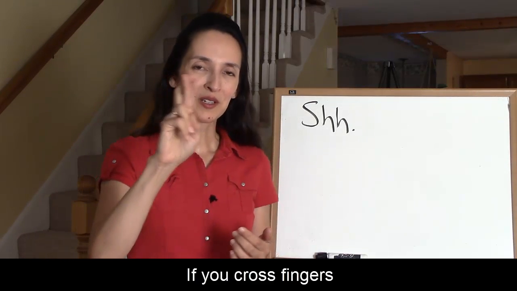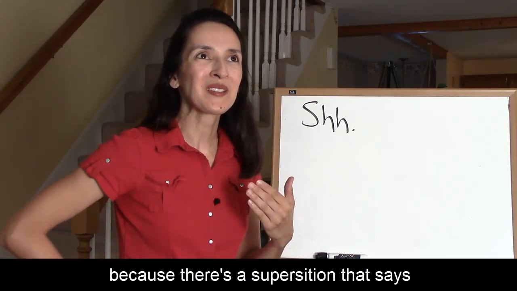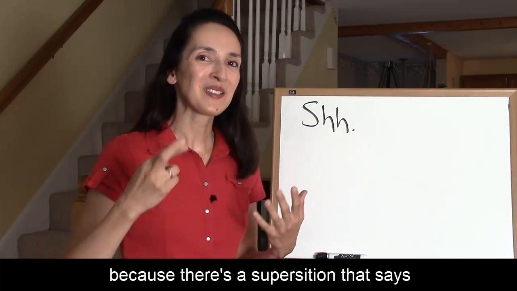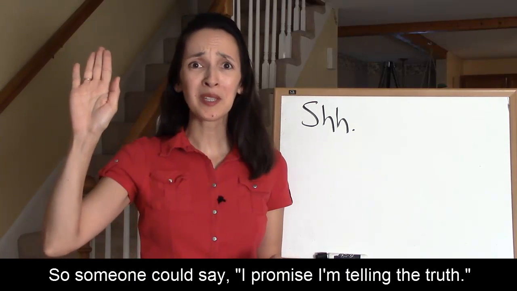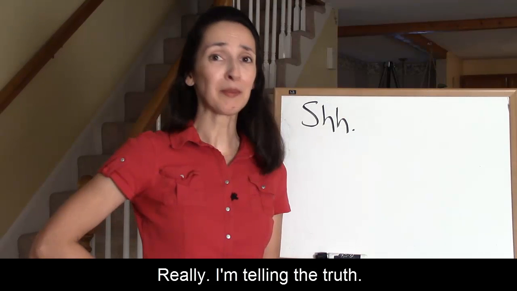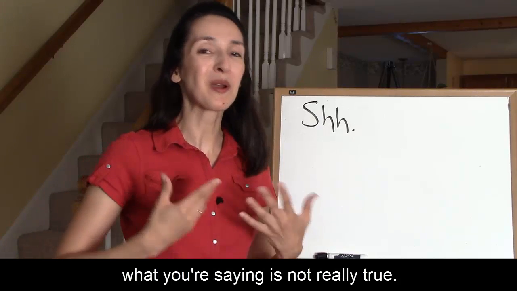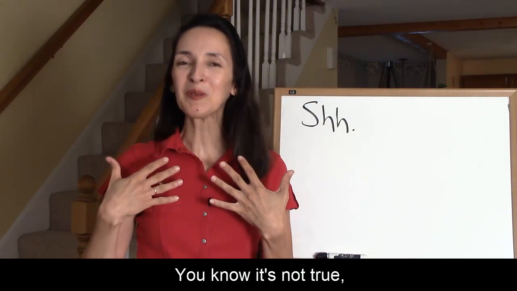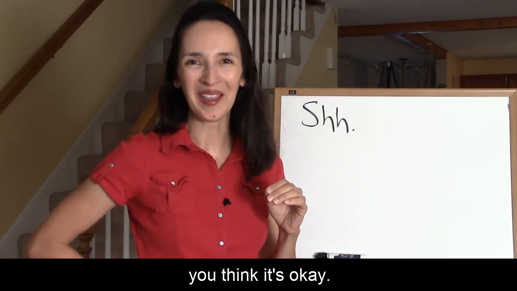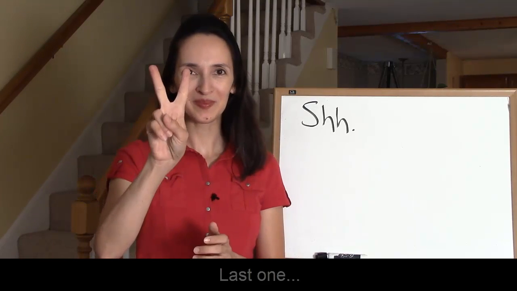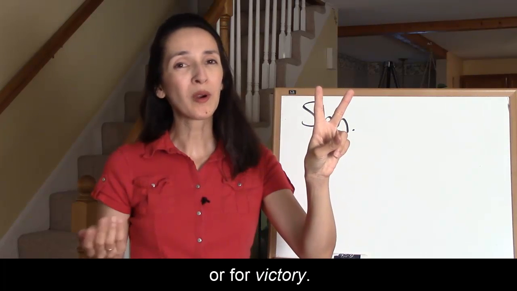If you cross fingers and place them behind your back, children usually do this because there's a superstition that says then it's okay to tell a lie, right? So someone could say, I promise I'm telling the truth. Really, I'm telling the truth. So crossed fingers behind the back means what you're saying is not really true. You know it's not true, but because you've crossed your fingers, you think it's okay. Last one. The V sign could be used for peace or for victory.